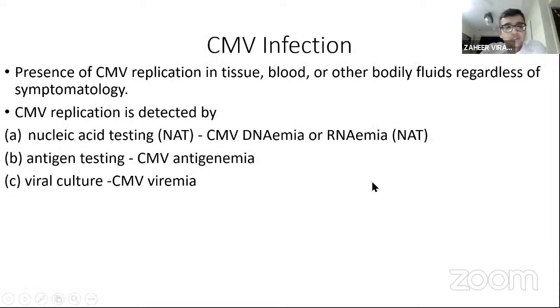So basically, one has to know whether there is active CMV replication. So we do CMV IgG before transplant. That just tells us our serostatus. It doesn't tell us whether there is active replication. So the 3 tests which are used, either in tissue, blood, or other bodily fluids, to know whether we are replicating the virus are the nucleic acid testing, the antigen testing, and the viral culture. And each has its limitations and benefits, and we should go through that.